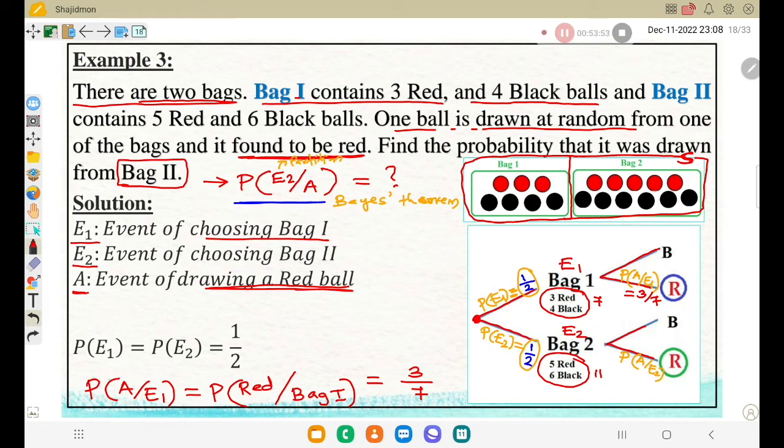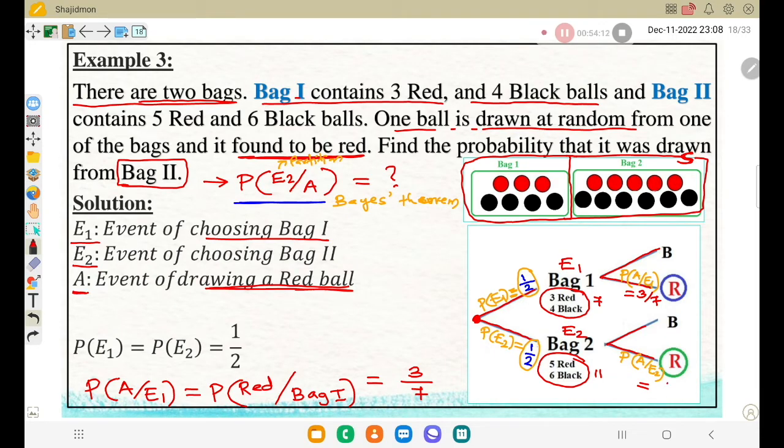I hope you understood that one, correct? Probability of a red ball from bag number 1. From bag number 1 how many red balls are there, divided by totally how many balls are there? So that is the conditional probability, A given E1. Now probability of A given E2, that means probability of a red ball from bag number 2.